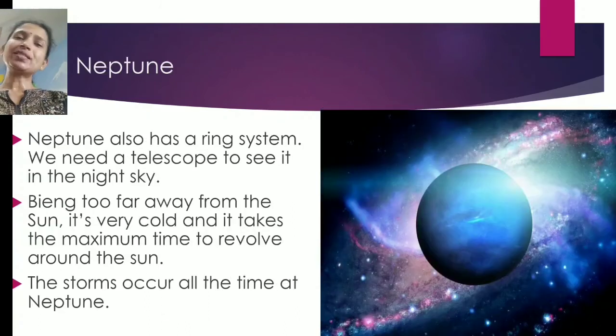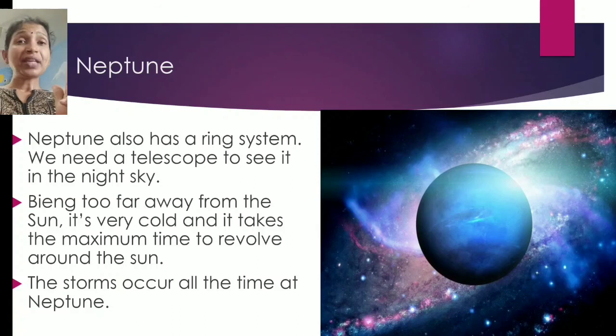Now we will move towards the eighth planet, that is Neptune. Neptune also has a ring system. We need a telescope to see it in the night sky, as it is too far away from the sun. Neptune is the eighth planet. We saw first Mercury, then Venus, then Earth, then Mars, then Jupiter, then Saturn, then Uranus, and Neptune is the eighth planet.